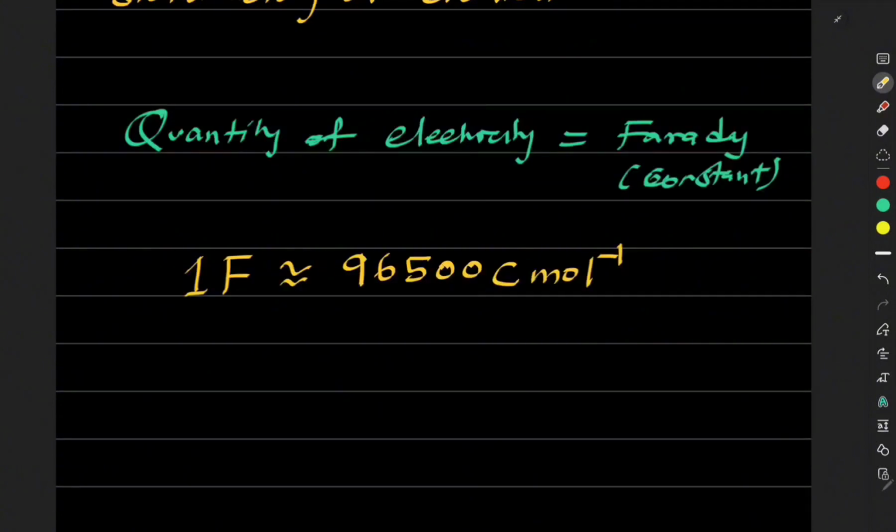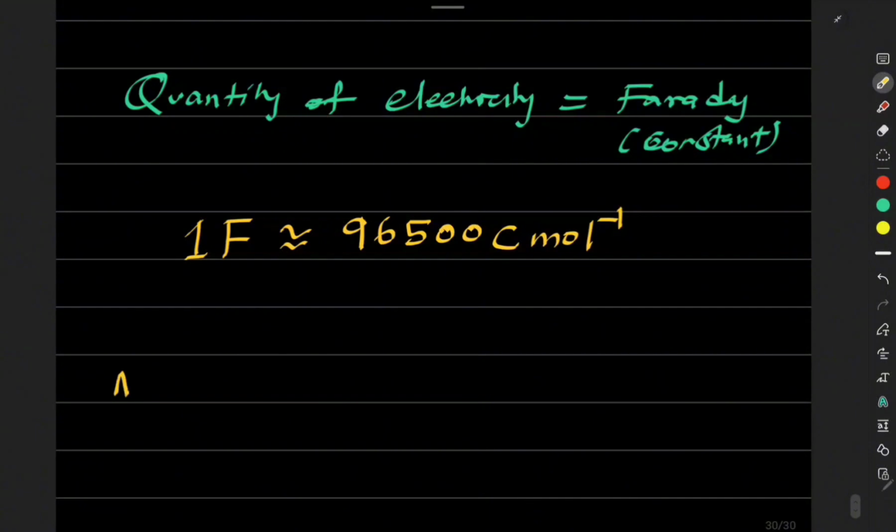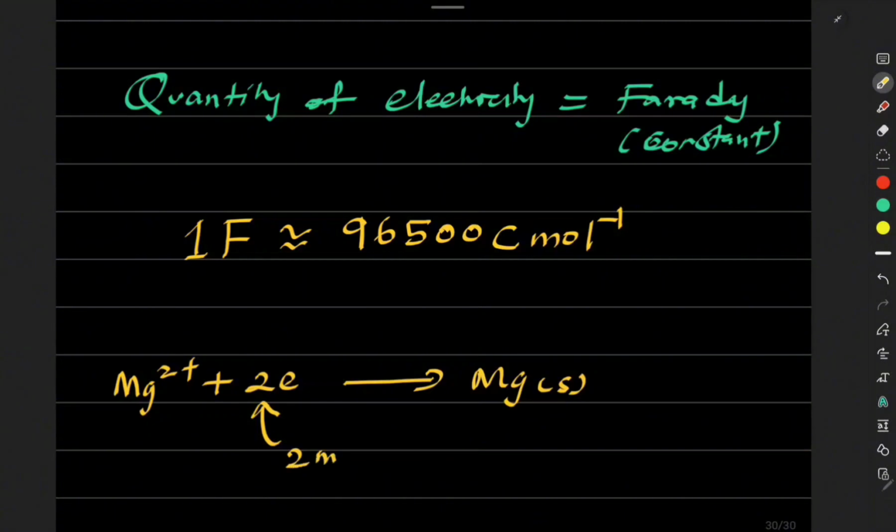For example, if we consider magnesium 2+, to reduce this we need 2 electrons and it will form magnesium. Here we need 2 moles of electrons. To reduce the magnesium 2+ ion, we need 2F.